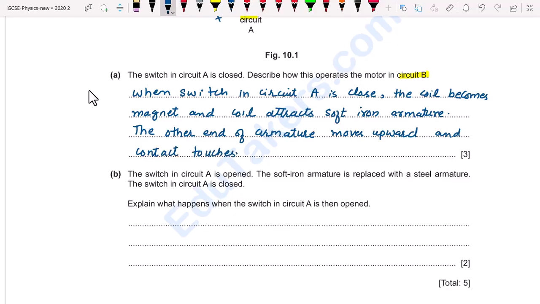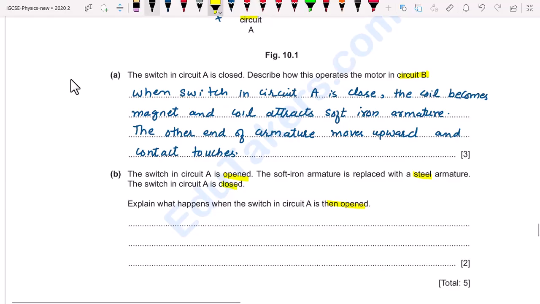Due to which there will be a current in the circuit B, and this operates the motor in the circuit B. Part B. The switch in the circuit A is open. The soft iron armature is replaced with the steel armature. Now we have replaced the soft iron with the steel. The switch in the circuit A is closed. Explain what happens when the switch in the circuit A is then reopened.